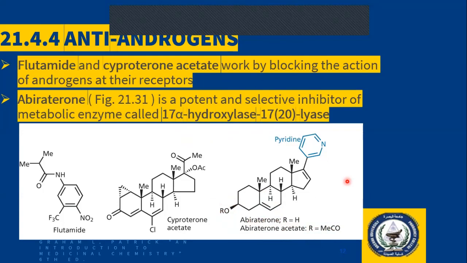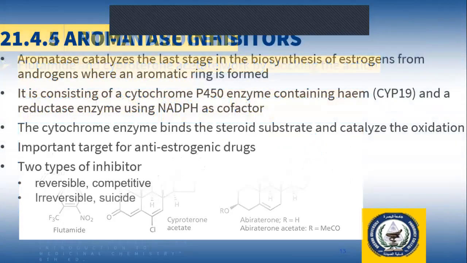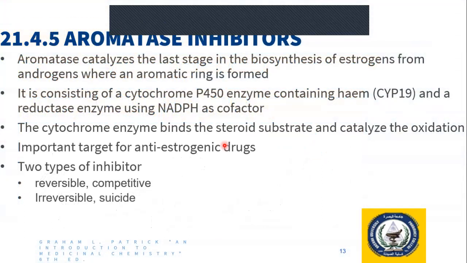One important thing to mention here is that this enzyme has an iron heme in it. It has a heme part that has an iron. The pyridine ring is essential to interact with the iron and stop the effect of the enzyme, stop the action of this enzyme. Okay.